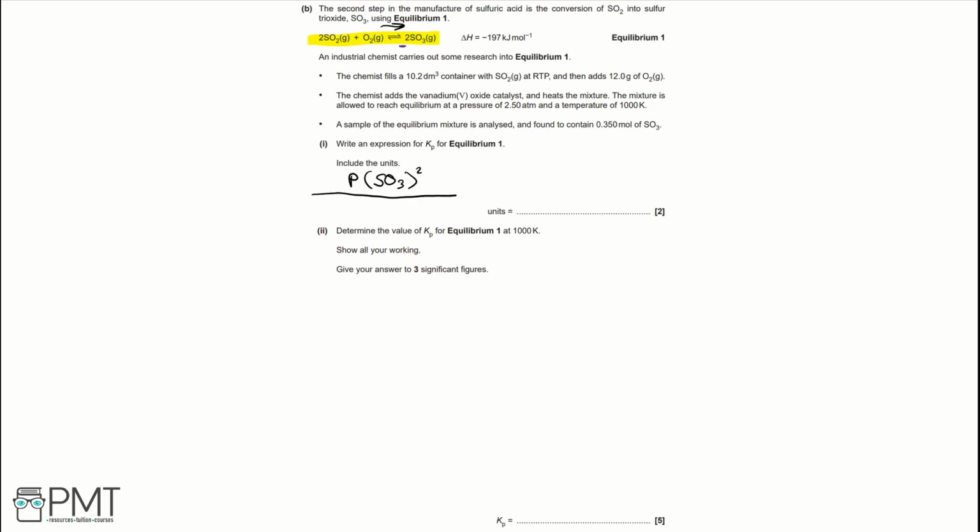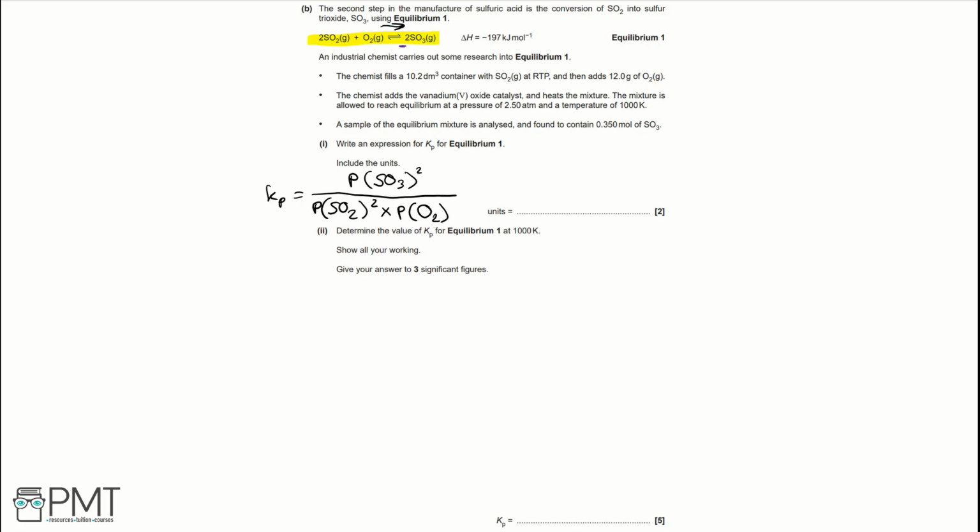Then we're going to divide by our reactants. So we'd have the partial pressure of SO2, and we're going to square this because of the big 2, and then multiplied by the partial pressure of O2. And that's going to equal Kp.